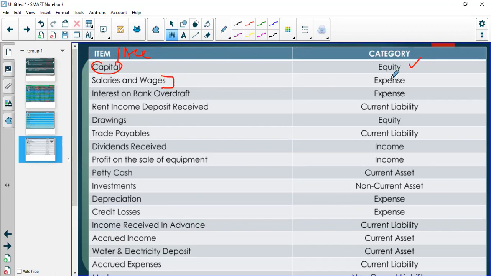Salaries and wages is going to fall under expense. And remember, expenses also fall under equity. All right. Interest on bank overdraft, we're being charged. So that's an expense. An expense also falls under equity. We have demonstrated that to you, right?